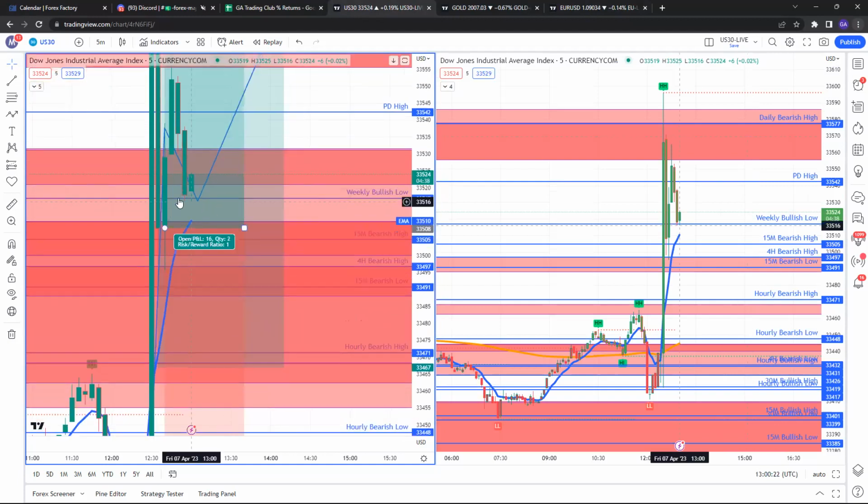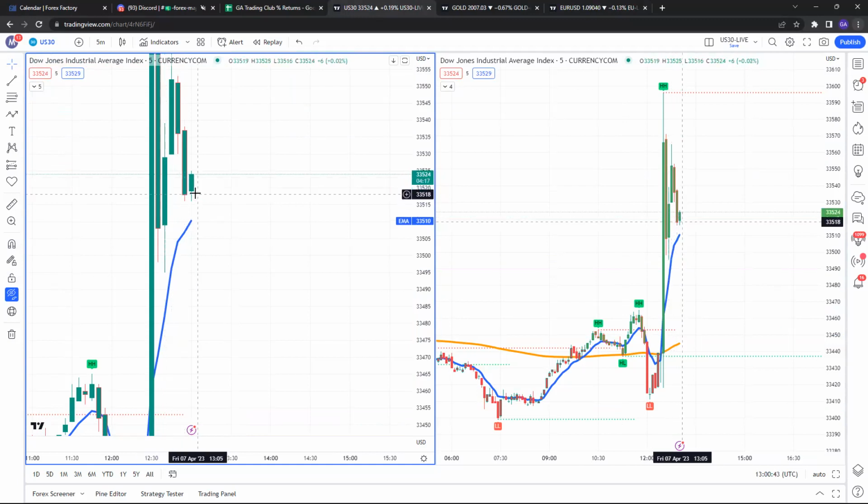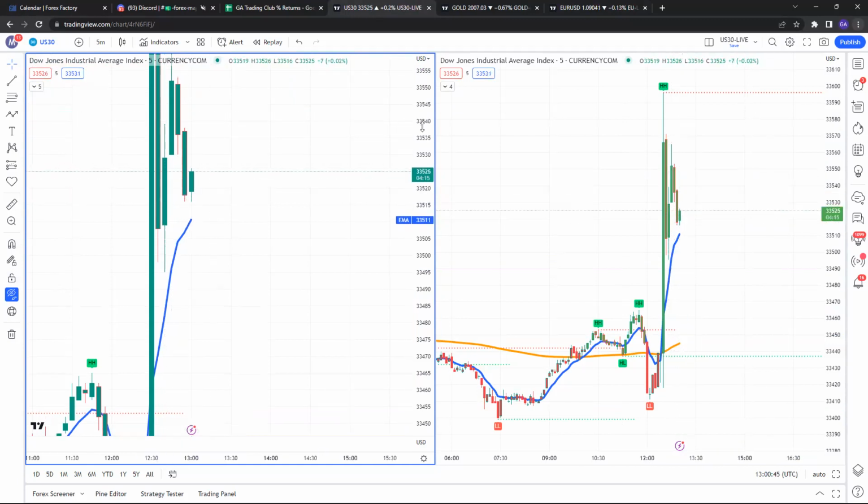So okay, look at that exactly, right? That candle tested the weekly bullish low exactly to the pip and then closed above. And then guess what? The next 5-minute candle opened and tested the weekly bullish low exactly where it is. So if I turn this off, this is where the weekly bullish low is, right? So these candles are rejecting exactly where that is.